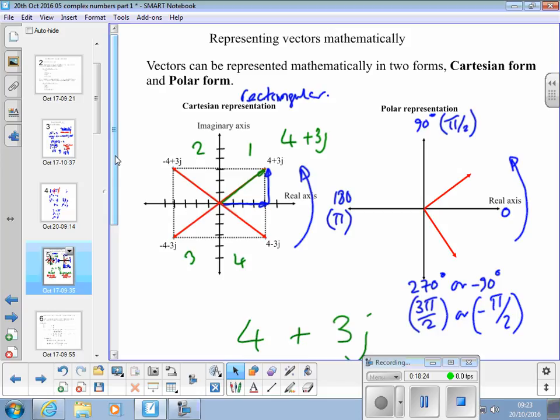Over this side, we're looking at polar representation, where that is represented by the length of the line, the magnitude here, and the angle in between. So you represent this vector by, let's say, 5 angle alpha, for instance. So it's represented by the length of the line and an angle between. This one might be 6 angle minus that angle in there. Okay?